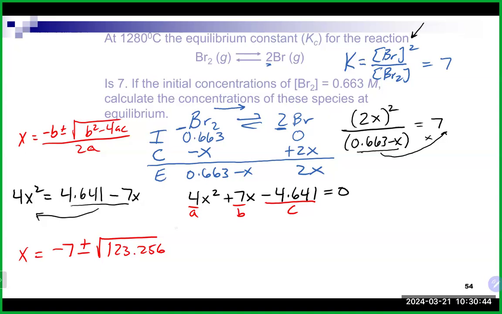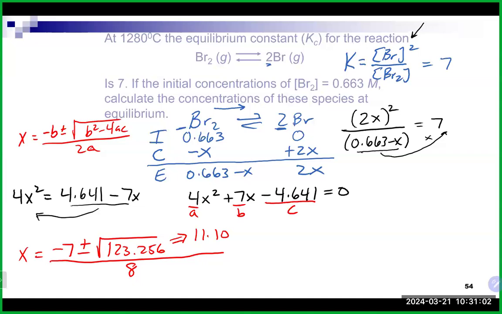Now, if I take the square root, that will give me something like 11.10, all divided by 2 times a, which is basically 8, right? 4 times 2 in this case. Any questions on that so far?